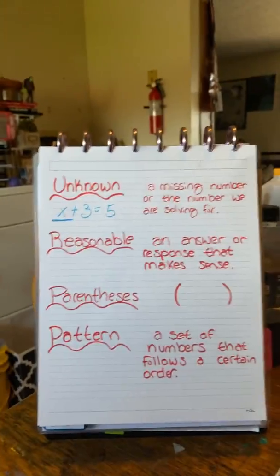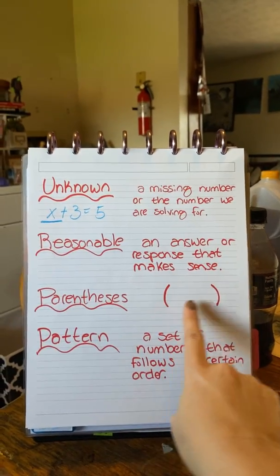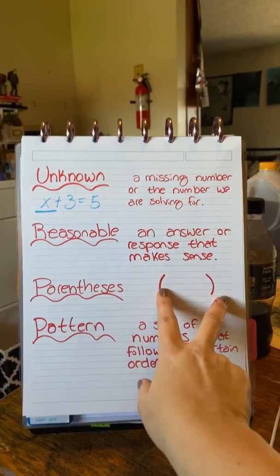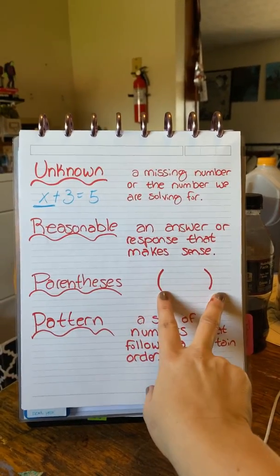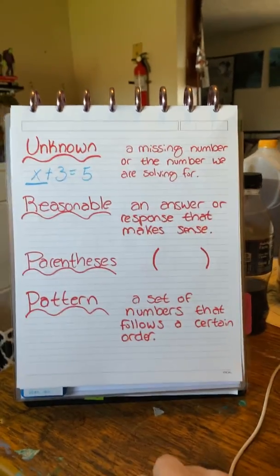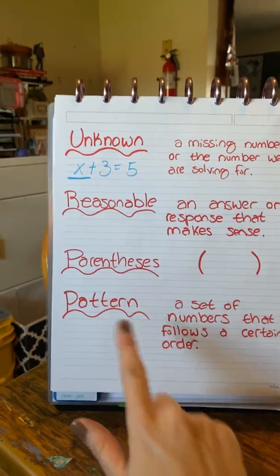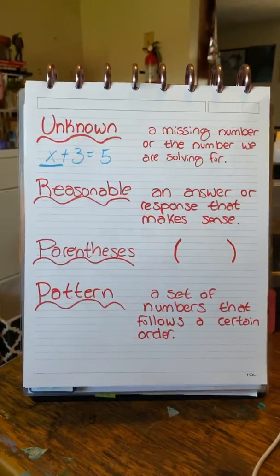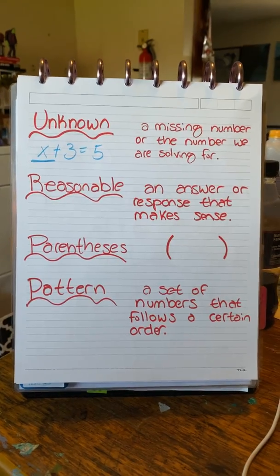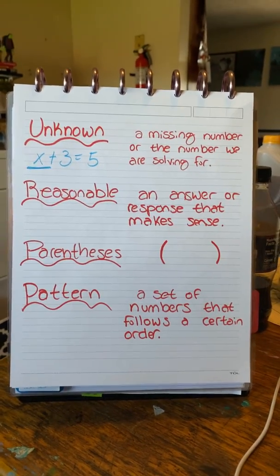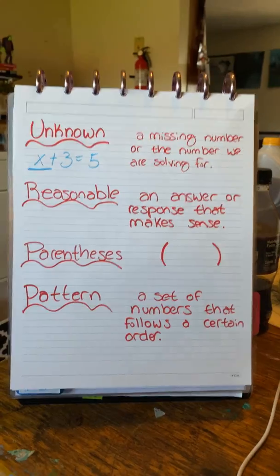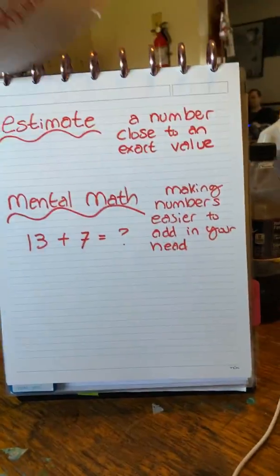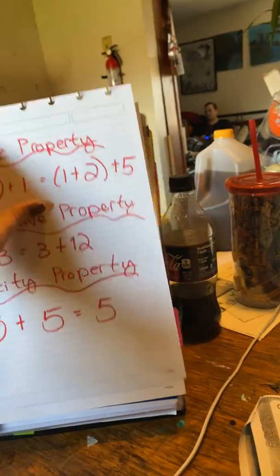Parentheses, we know parentheses. We know these from our reading and English lessons. These marks, it's how we group things together, group addends in our math. All right, a pattern, that's a set of numbers that follows a certain pattern. So if I counted by twos, 2, 4, 6, 8, 10, my pattern is the number goes up by 2 each time. Okay, we're going to move on to our properties.